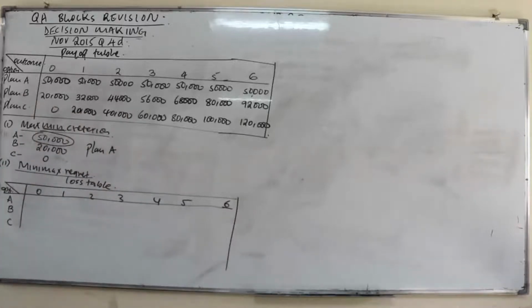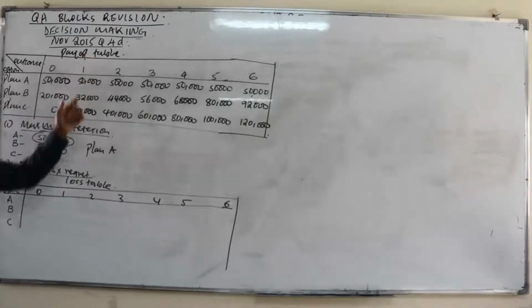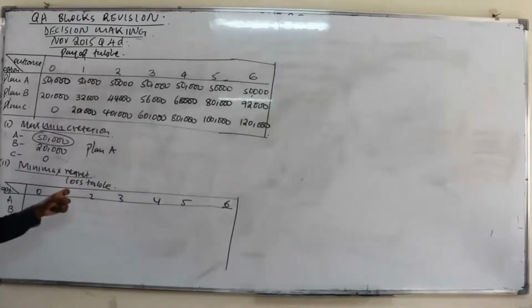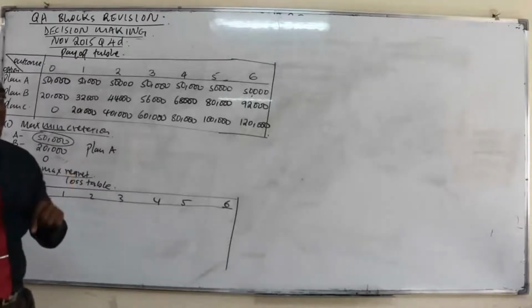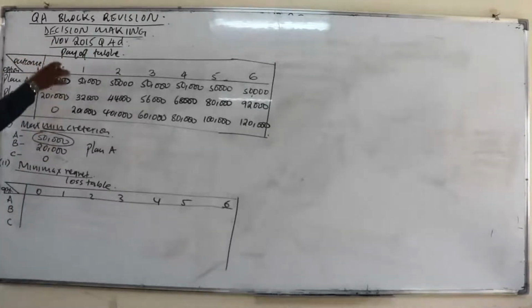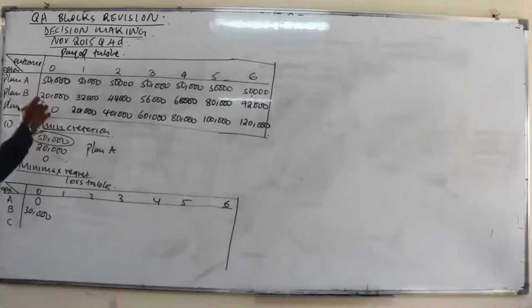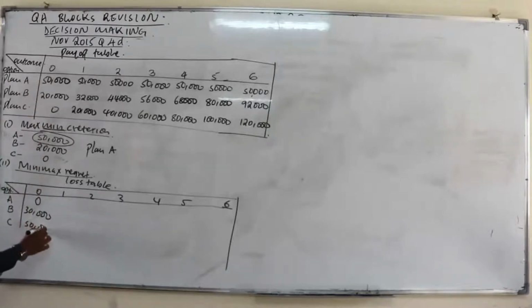So how do we develop it? Remember, we have the payoff table. How do we transpose the payoff table to develop the loss table? When coming up with a loss table, you use the outcome, not the option. For example, if you sell 0 houses, those are the outcomes. You take the maximum, which is 50. So 50 minus 50, you get 0. 50 minus 20, you get 30. 50 minus 0, you get 50. That's how I showed you how to develop the loss table.